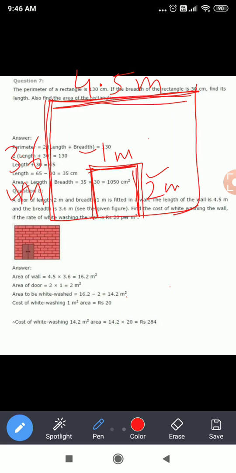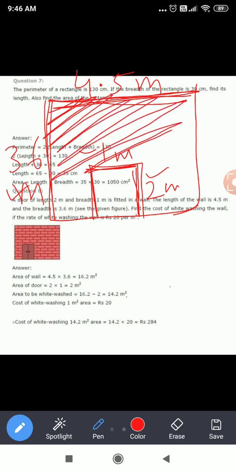Now, this wall is going rough and it is not looking good. Let's say it is in our home, so we have to whitewash it. We will whitewash it, leaving the door. Are we going to whitewash the door also? No, we will not be whitewashing the door. We will leave the door.